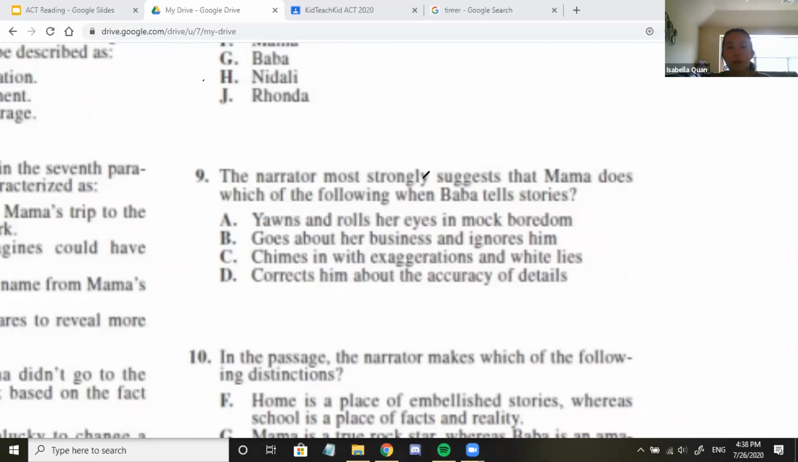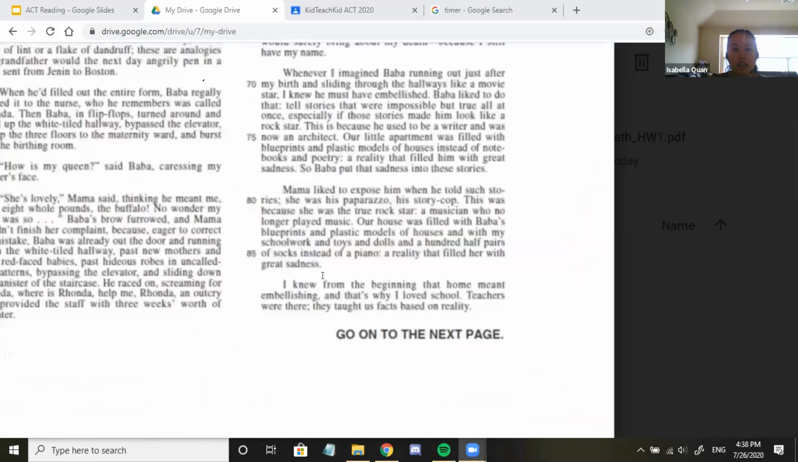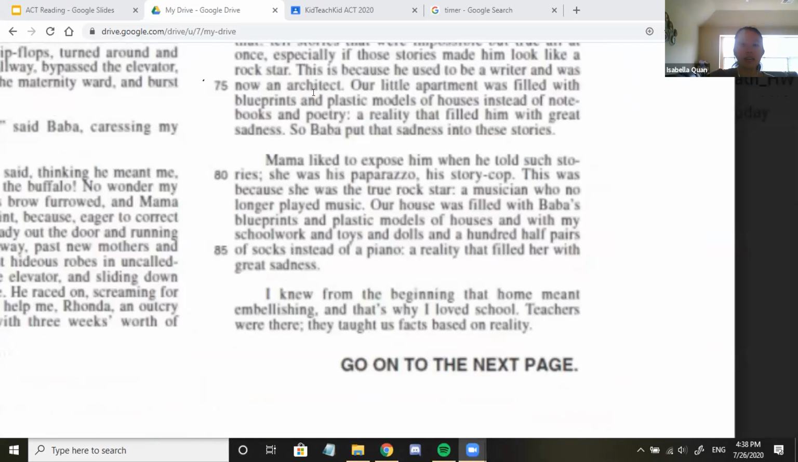So the narrator most strongly suggests that Mama does which of the following when Baba tells stories. This one is not actually direct. You can't actually directly pull this one, but it is kind of hinted. Mama liked to expose him when he told such stories. You ever get exposed for like lying? You ever hear on the news that, oh, this celebrity has been exposed for doing this thing?